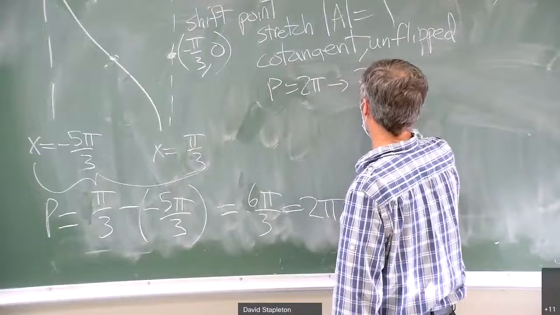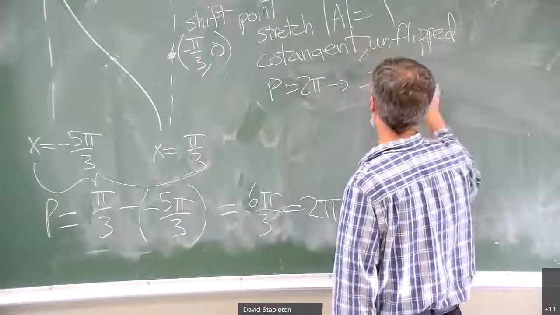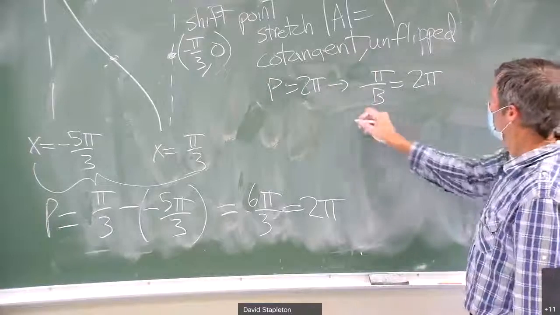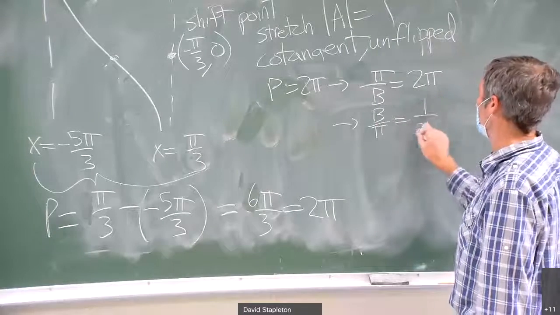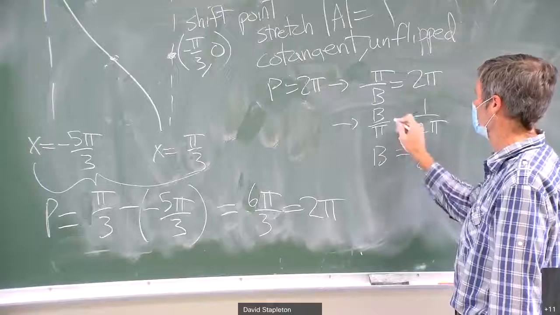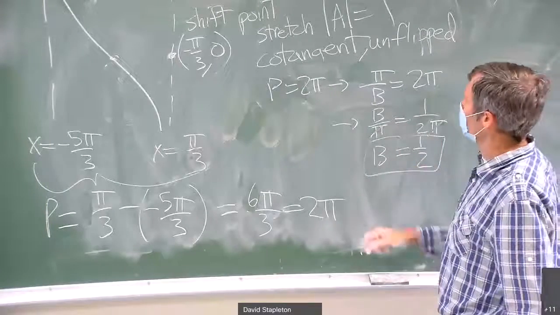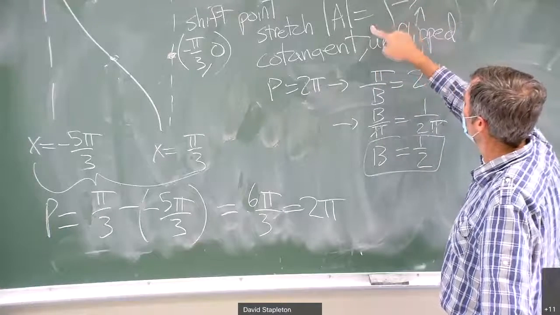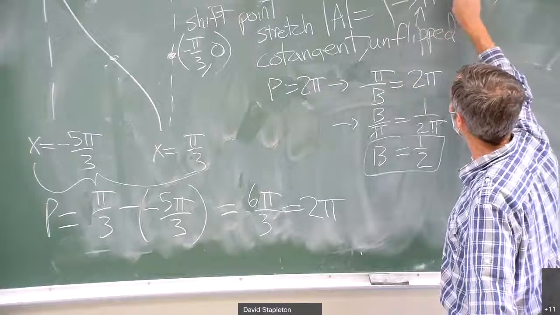Tells you that 2 pi over b for cotangent is equal to 2 pi. Now flip them upside down. B over pi is 1 over 2 pi. Multiply by pi, and you get b equals a half. Cancel the pi's if you like. So there's b. We said there was no stretch, so the absolute value of a is 1, and it's unflipped. So absolute a is plus or minus 1. It's unflipped. A must be 1 of these.